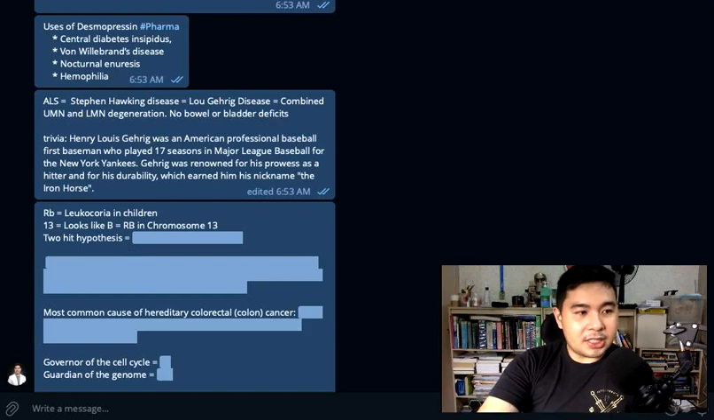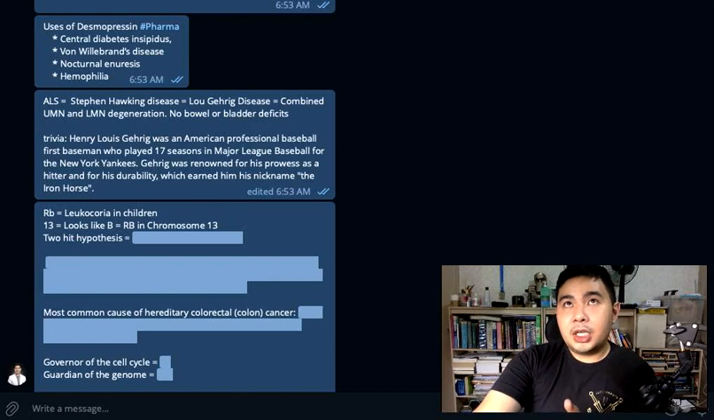For the two-hit hypothesis, usually we have two genes, right, from our mother and our father. But if one is already hit, so on the two chromosomes, if you have a sporadic mutation in the other one, you will have a defect in that gene. This works for diseases affecting tumor suppressor genes.